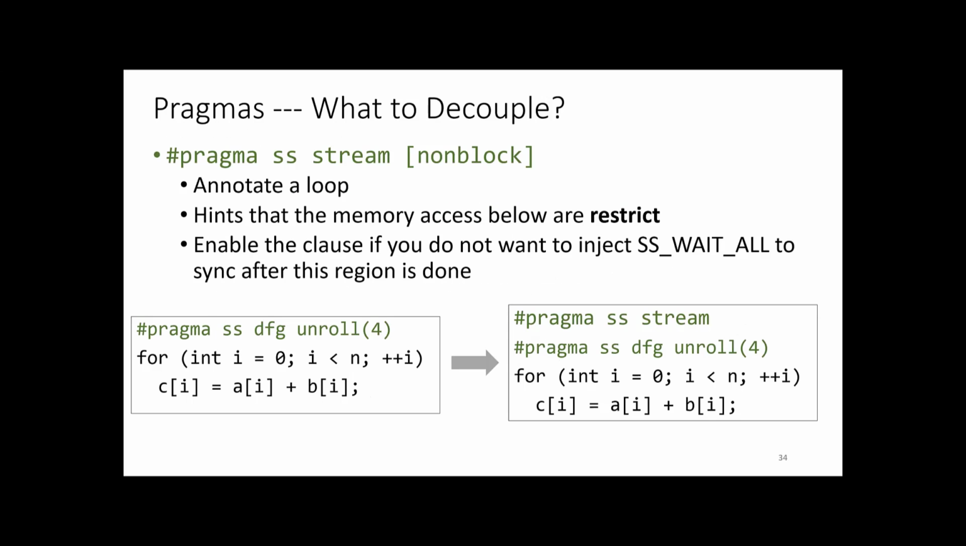And the second question is, how can we decouple the memory operations and encode them in stream intrinsics? So here we provide a pragma called SS stream. It always annotates a loop, which hints the compiler that the memory accesses below are restrict. By restrict, we mean, in simple words, the pointers A, B, and C are different arrays, and the access of these arrays will not exceed their array boundary.